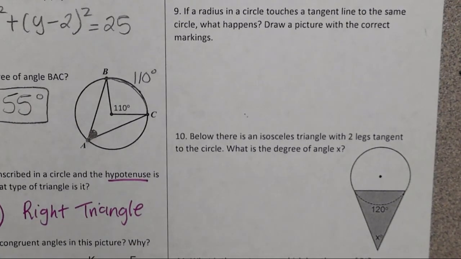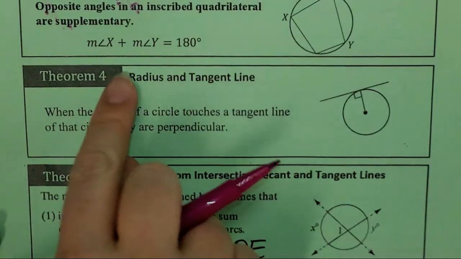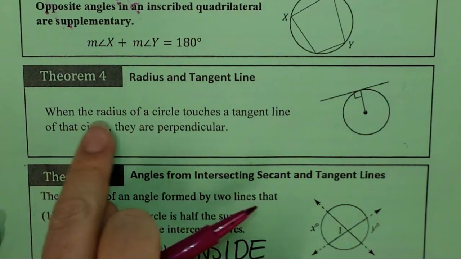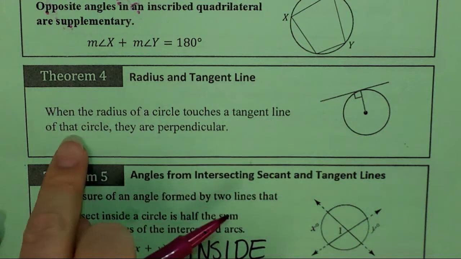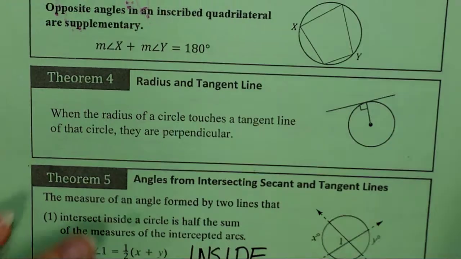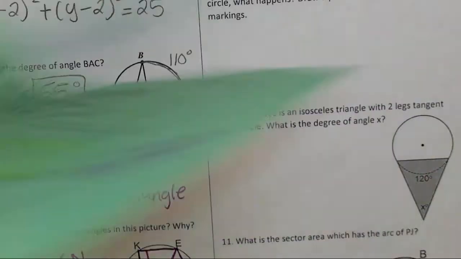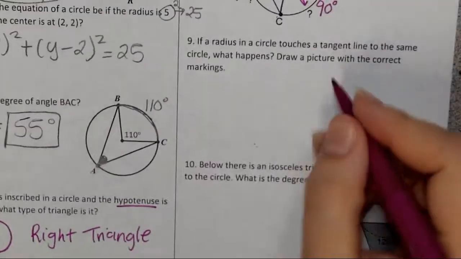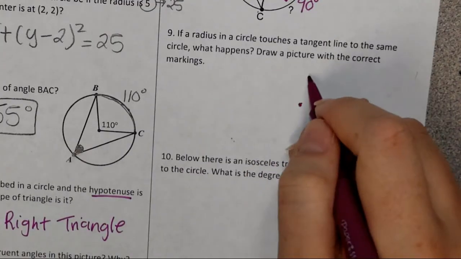If a radius in a circle touches a tangent line to the same circle, what happens? This is referring to this theorem, radius and tangent line. When the radius of a circle touches a tangent line of that circle, they are perpendicular. And this is what the picture looks like. So we can create that same picture.